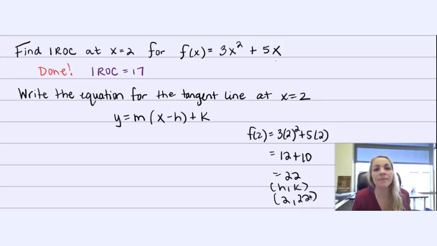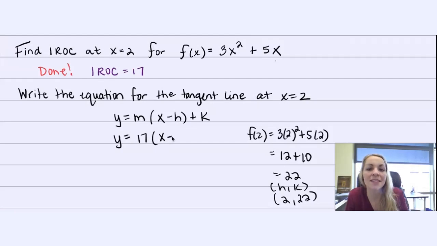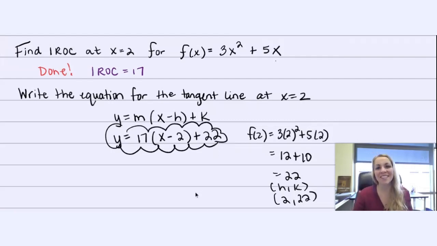So to get the equation for the tangent line, we'll need our 17, our slope, and any point on the line for h, k. In this case, we want to use 2 for x because that's what it asked us to do, and we needed to get the corresponding y value. So we get y equals 17 times x minus 2 plus 22. This right here is the equation for the tangent line.